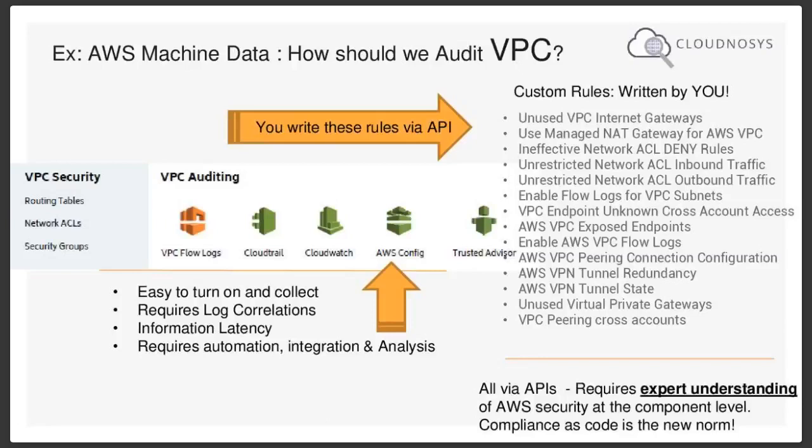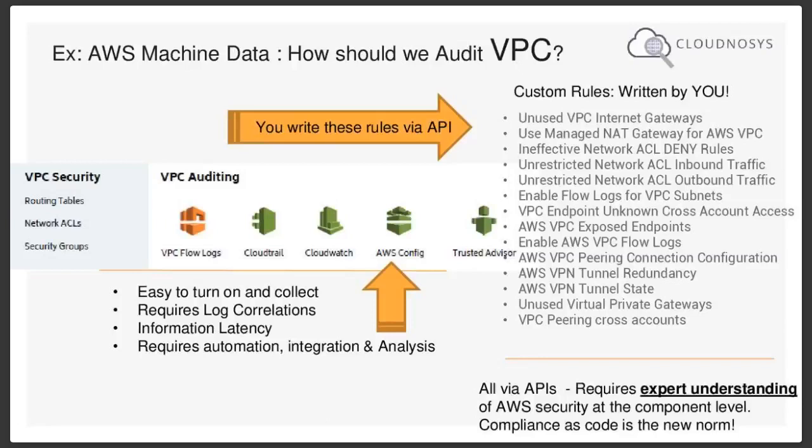Now, you have to look through to say, okay, in VPC, I can do the easy things, which we talked about, like turn on VPC flow logs, CloudTrail, CloudWatch, Config. And there's something called Trusted Advisor within AWS that has about 17 rules that tell you about security practices, the best ones that you should have on. You should have your Trusted Advisor turned on. It's easy to turn on and collect, but requires log correlation. And it's a lot of data points. You have to go through log correlation, and there is information latency because the output comes a little bit delayed. And of course, it requires automation, integration, and analysis. This is what's easy to do.